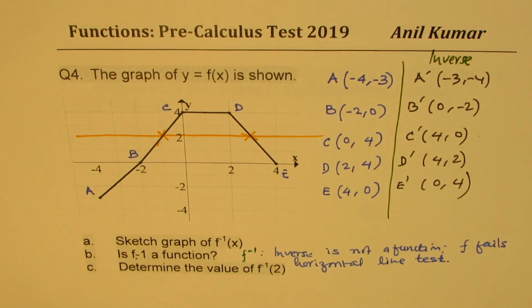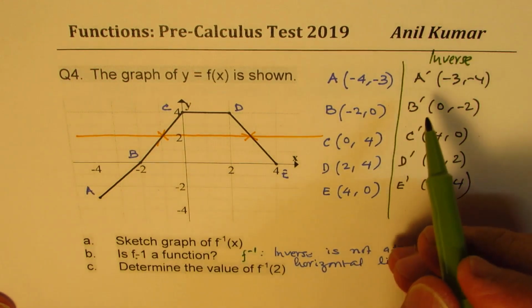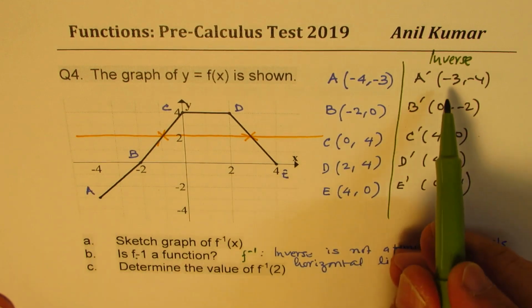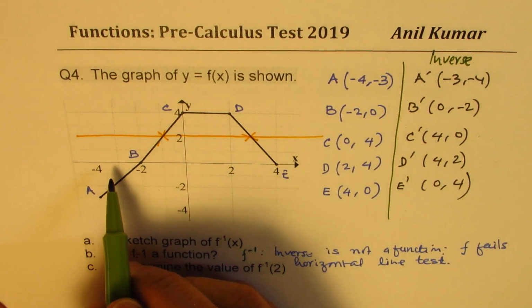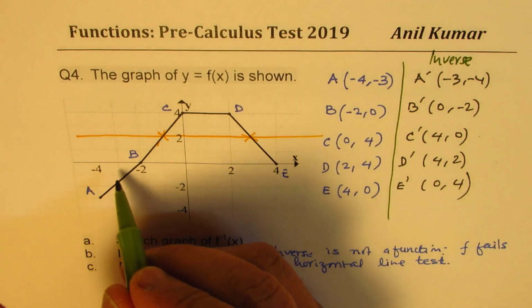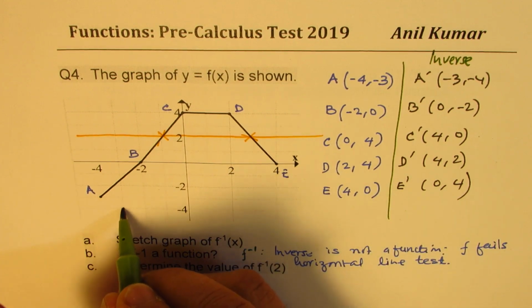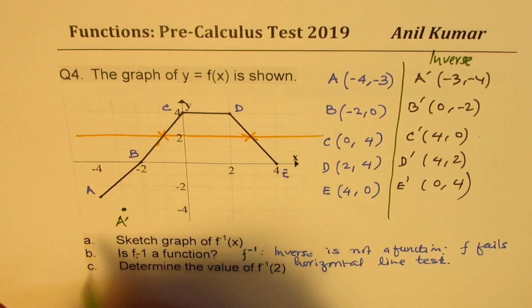You could also reflect it on the y equals x axis, but this is better, right? So let's now write down these points. For A, we get A dash, which is minus 3, minus 4. So it comes to minus 3, minus 4. So that becomes A dash for you, correct?